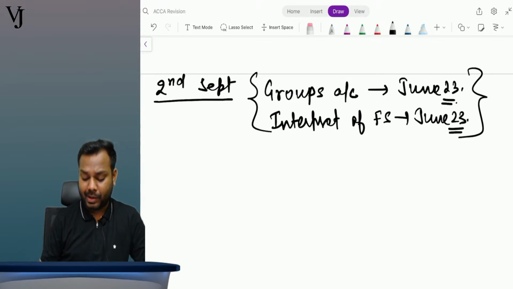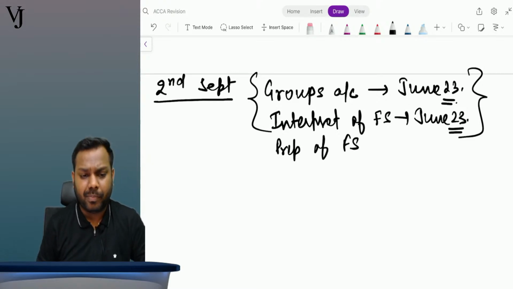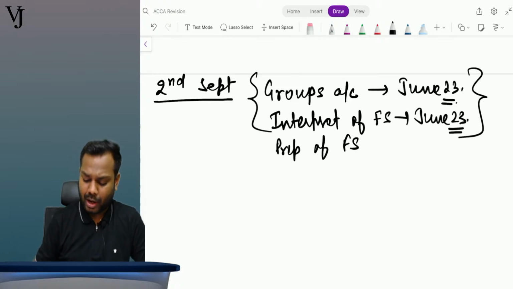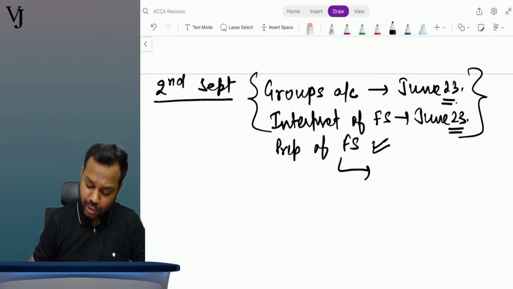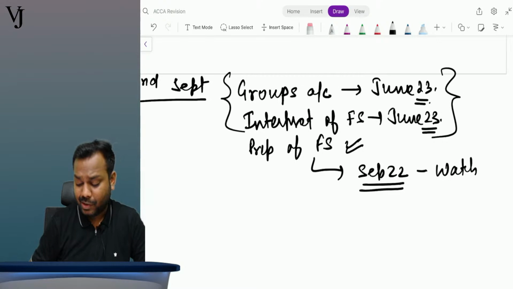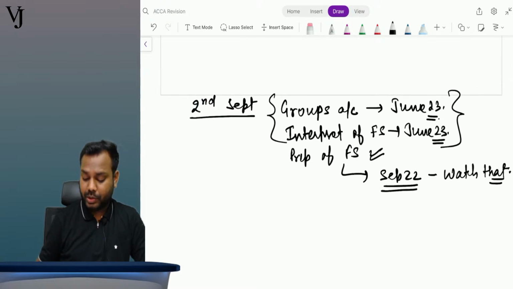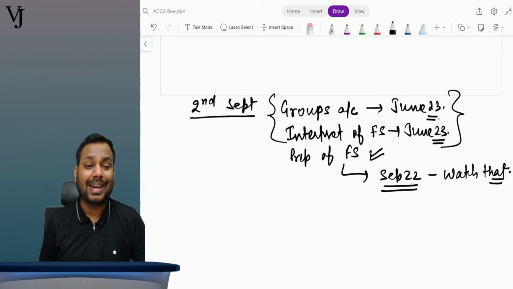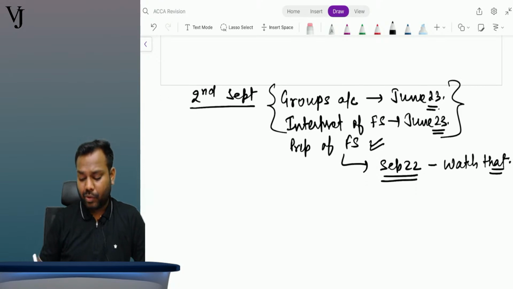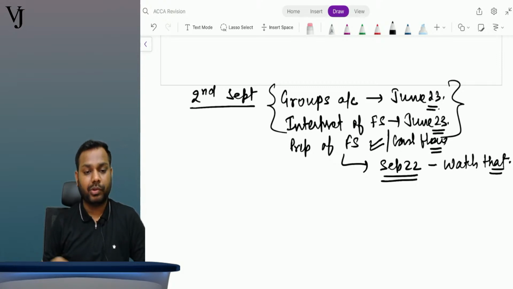So now groups done, interpretation done, and preparation of financial statements, there is nothing for me to explain. I think you can manage this on your own, so I'm not discussing this part. Still, if you want to revise it, I conducted a session in September 2022, you can watch that. I just want to take the session for the relevant chapters. In the next class I will be taking up chapters like taxation and grants. Cash flow I also took up in September 2022, so you can watch that.